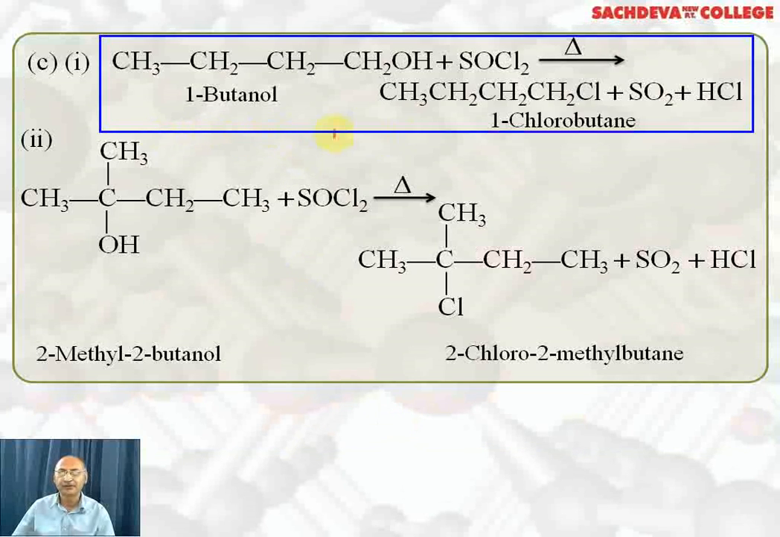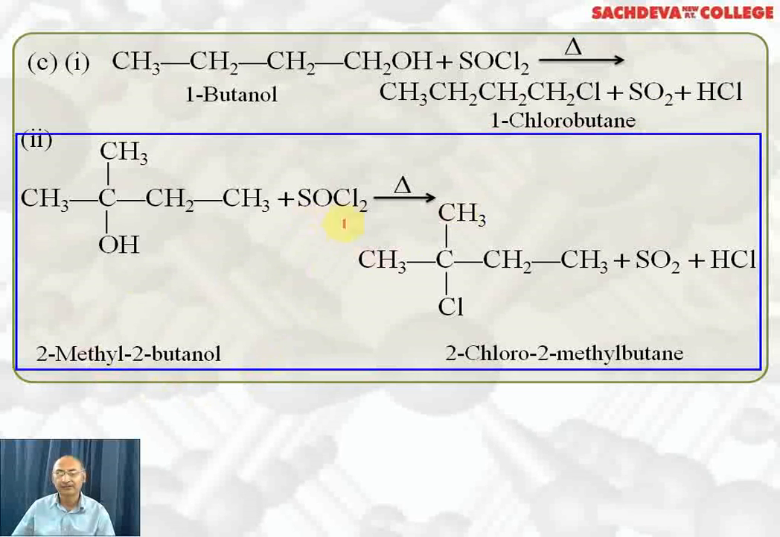Next we are taking 1-butanol reacting with thionyl chloride, SOCl2. Here the OH group will be replaced by Cl. We will get 1-chlorobutane plus sulfur dioxide plus HCl. This is the best method because the side products formed are gases and we can get pure alkyl halide or haloalkanes. 2-methyl-2-butanol when it reacts with thionyl chloride SOCl2, OH will be replaced by Cl. We will get 2-chloro-2-methylbutane plus SO2 plus HCl.